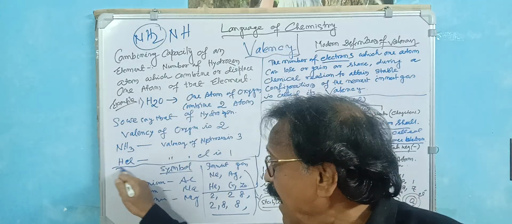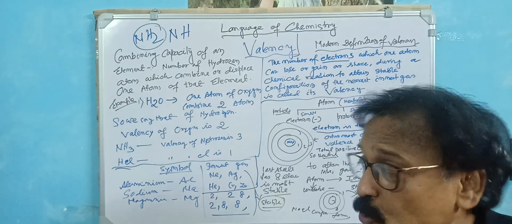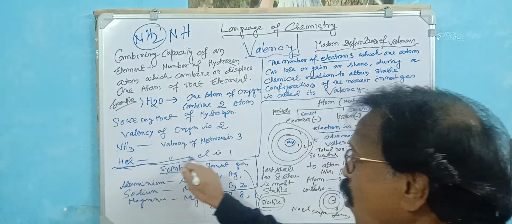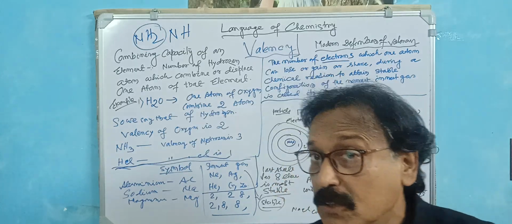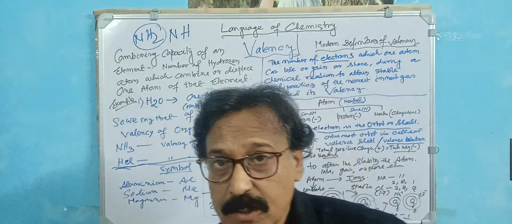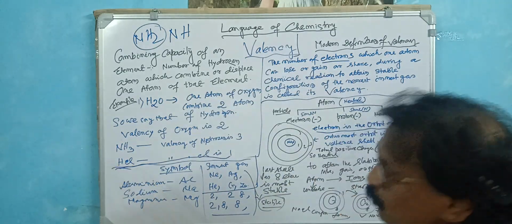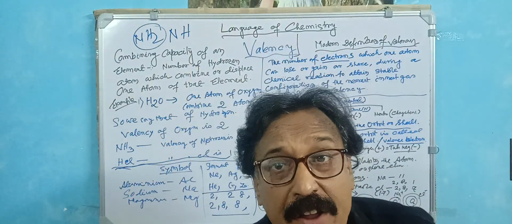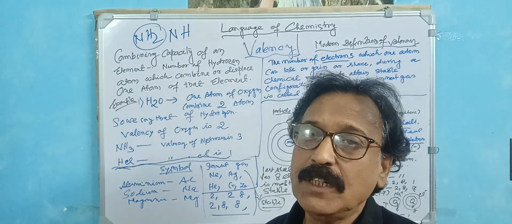Here is HCl. That means one chlorine atom combined with only one hydrogen atom to form HCl, hydrogen chloride gas, especially when you dissolve it in water to form acid. Okay, one chlorine atom combined with one hydrogen atom to form HCl. So the valency of chlorine is 1.